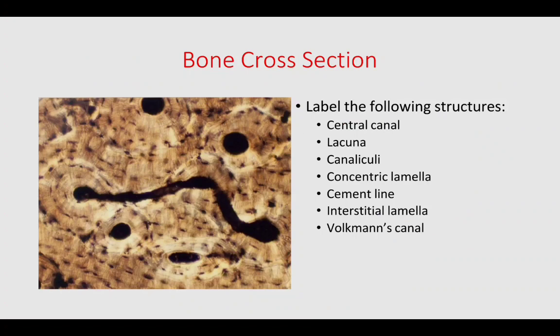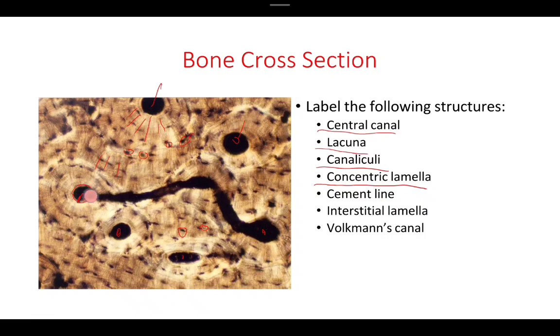Let's label the following structures. Let's find the central canal. If you are pointing at this one, this one, this one, this one, and this one, you are correct. Those are all central canal. Let's find lacuna. Kung makita niyo itong mga bilog-bilog na to, yan sila. These are all lacuna. Now let's find canaliculi. Ito mga visible striations na yan, those are all canaliculi.